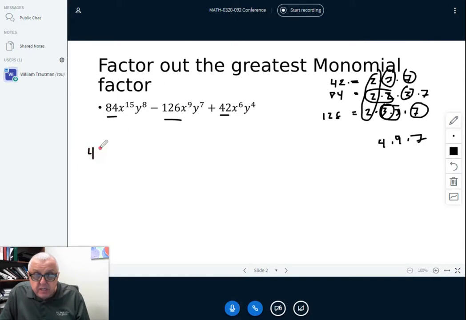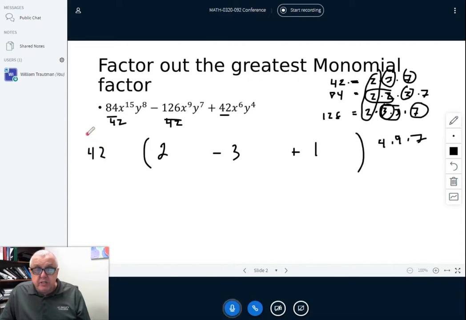So I'm going to divide a 42 out of here. 84 divided by 42 is 2. 126 divided by 42 is 3. And 42 divided by 42 is 1. Okay, so we divided out a 42 underneath each one of these, and in the parentheses is what we got.